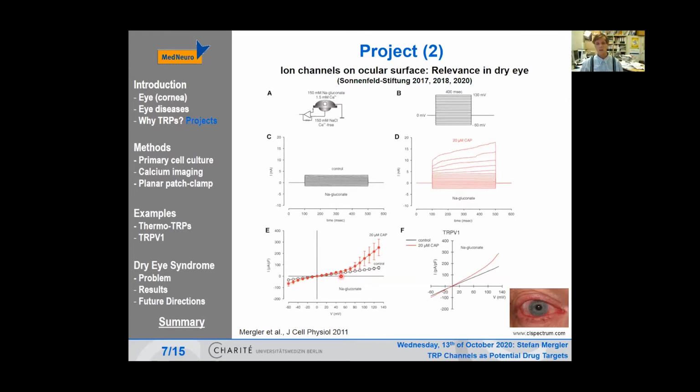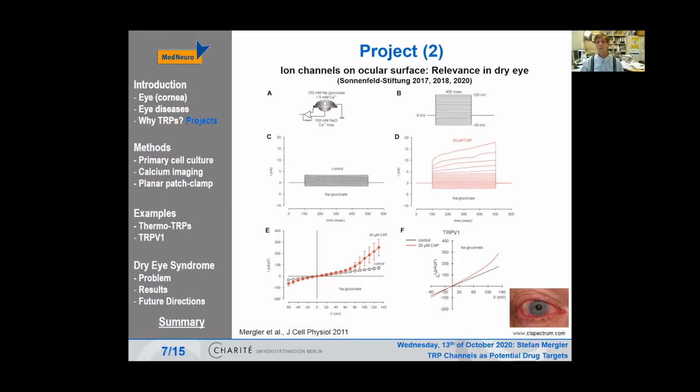And here's the control condition. We can see no outward currents. And here, again, this is another recording. We're using a ramp protocol, and you can see nearly the same, still some leak current, but the main take-home message is that we can see, nevertheless, some clearly outwardly rectifying currents.